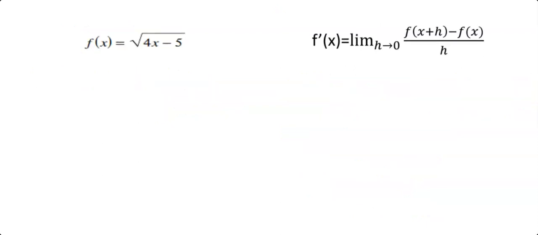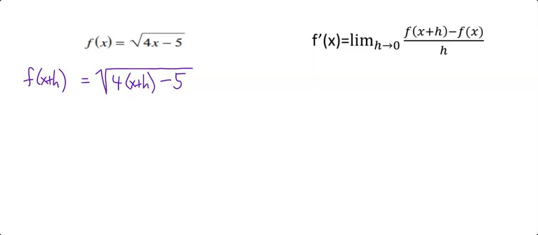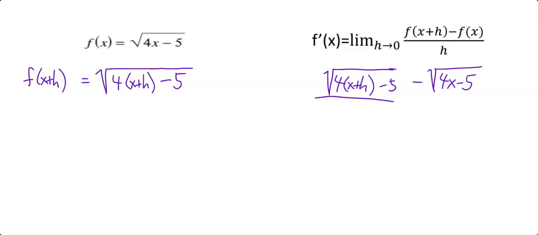Alright, here's the next problem. We got f of x equals the square root of 4x minus 5. So I'm going to do the f of x plus h, which is just the square root of 4 times (x plus h) minus 5. So let's move that over here. What I've got now is the square root of 4(x plus h) minus 5, and then subtract off the f of x, which is just the square root of 4x minus 5, and that whole thing is over h.